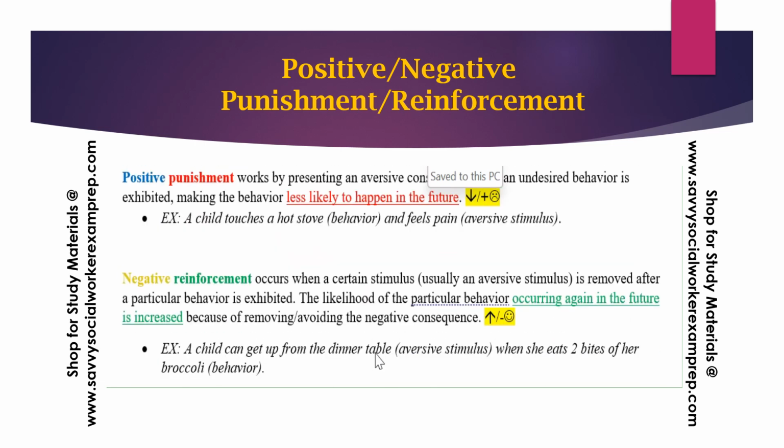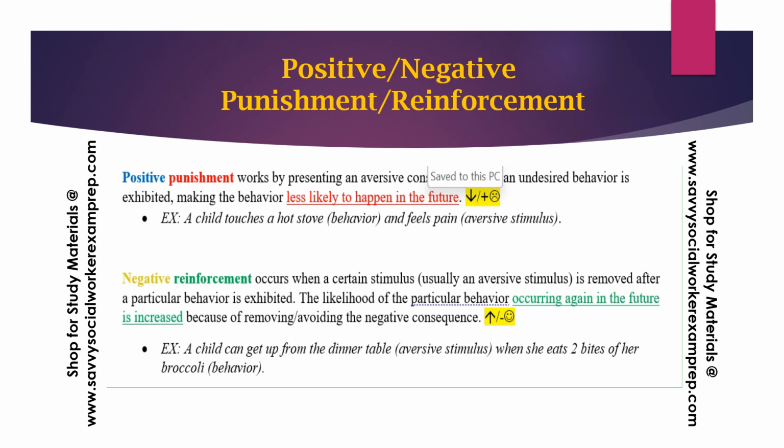All right. Negative reinforcement occurs when a certain stimulus, usually an aversive stimulus, is removed after a particular behavior is exhibited. The likelihood of the particular behavior occurring again in the future is increased. So again, that lets me know it's reinforcement, because we are trying to increase the behavior in the future. An example would be a child can get up from the dinner table when she eats two bites of her broccoli. So we want to foster or increase the fact that she's going to start eating her broccoli. That is going to be the reinforcement factor.